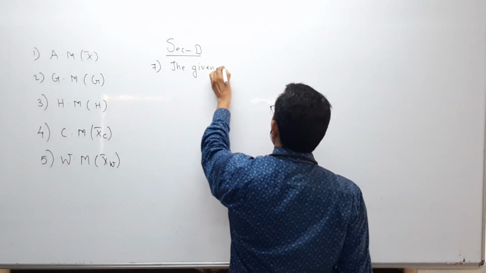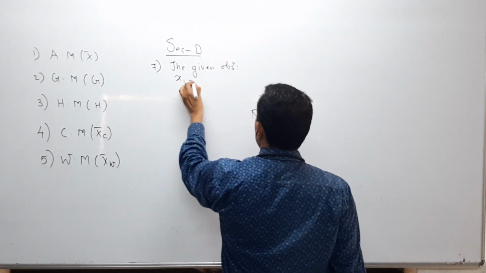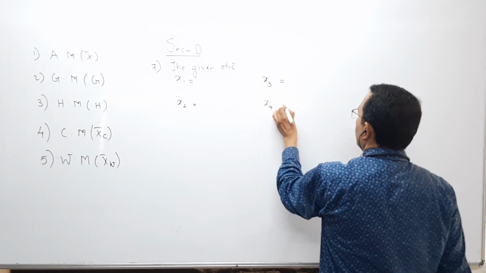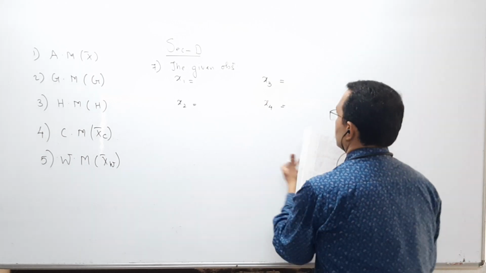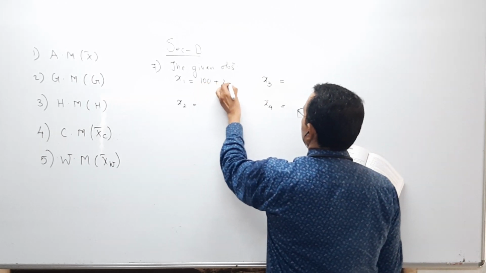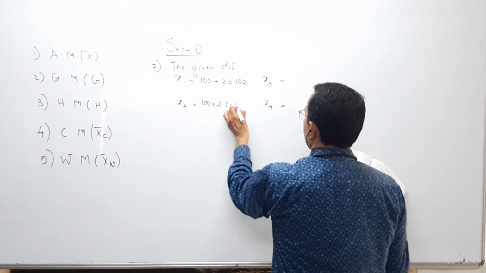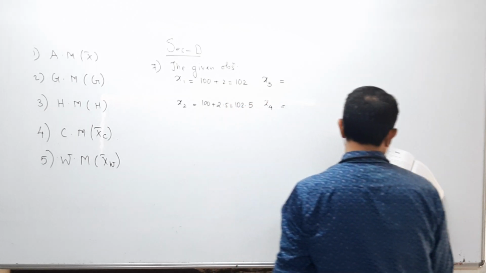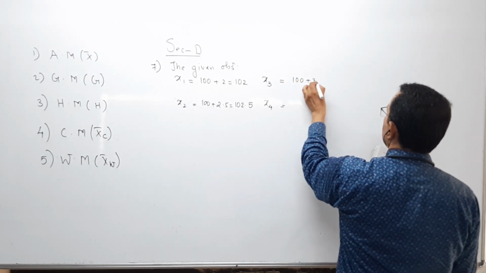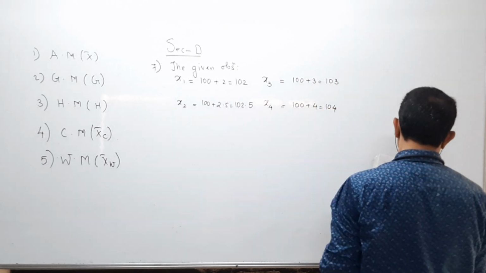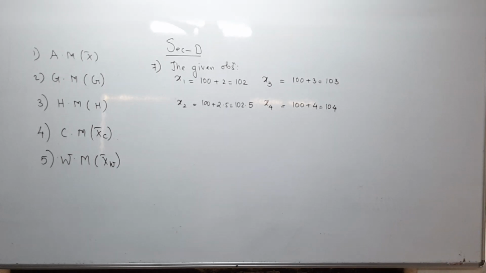The given ungrouped data observations x1, x2, x3 and x4. x1 is 100 plus 2, sorry, growth rate is always in terms of increase. Then 100 plus 2.5 is 102.5. Then 100 plus 3 is 103 and 100 plus 4 is 104. Okay, students, now we have to multiply all this.